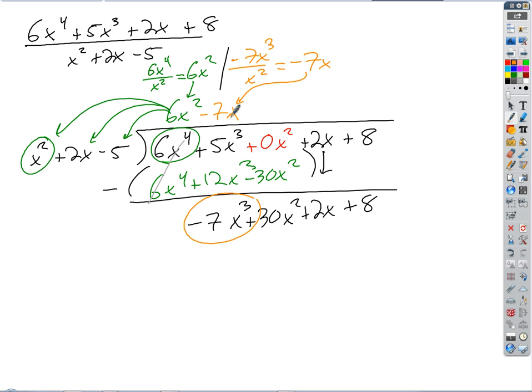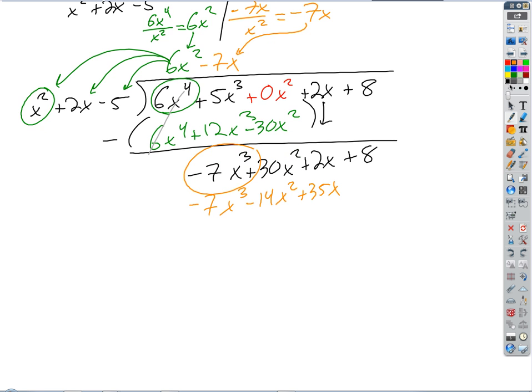So negative 7x times x squared is what? Negative 7x cubed. So there's my negative 7x cubed. Negative 7x times positive 2x is? Negative 14x squared. Good. So that's going to line up in the x squared column. And negative 7x times negative 5 is? 35x. Okay. And then I'm just going to subtract the whole thing. Okay, so negative 7x cubed minus negative 7x cubed is? Cancels. Good. Because it's a negative, and minus a negative makes it a positive, right?